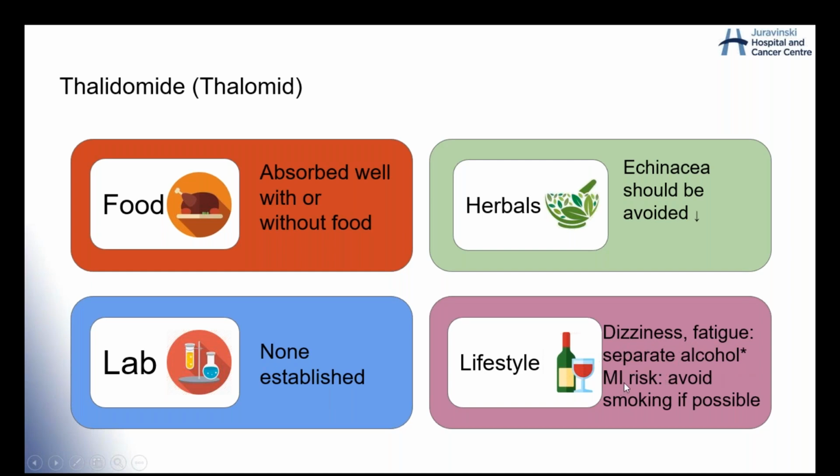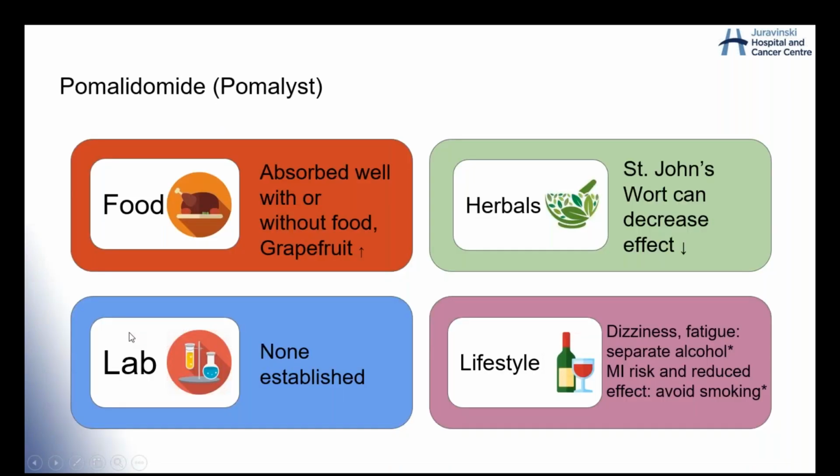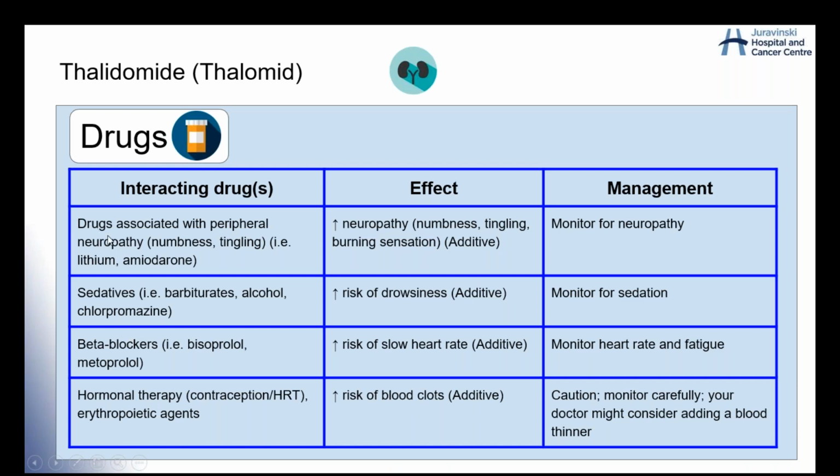And MI here is shorthand for myocardial infarction or heart attack. So like lenalidomide, it can cause heart attacks. So to reduce that risk, if you're a smoker, you want to avoid smoking or quit smoking if possible. Interactions with thalidomide are more than lenalidomide, sorry. It can also cause peripheral neuropathy, just like proteasome inhibitors.